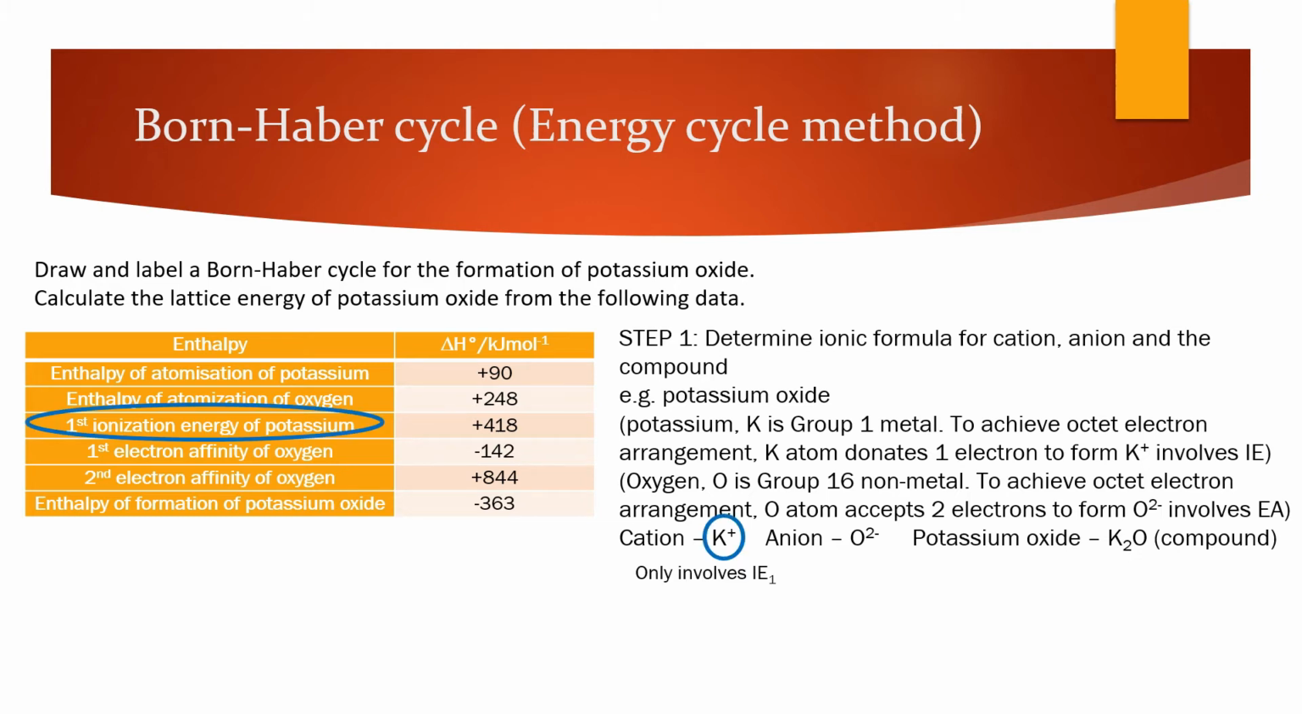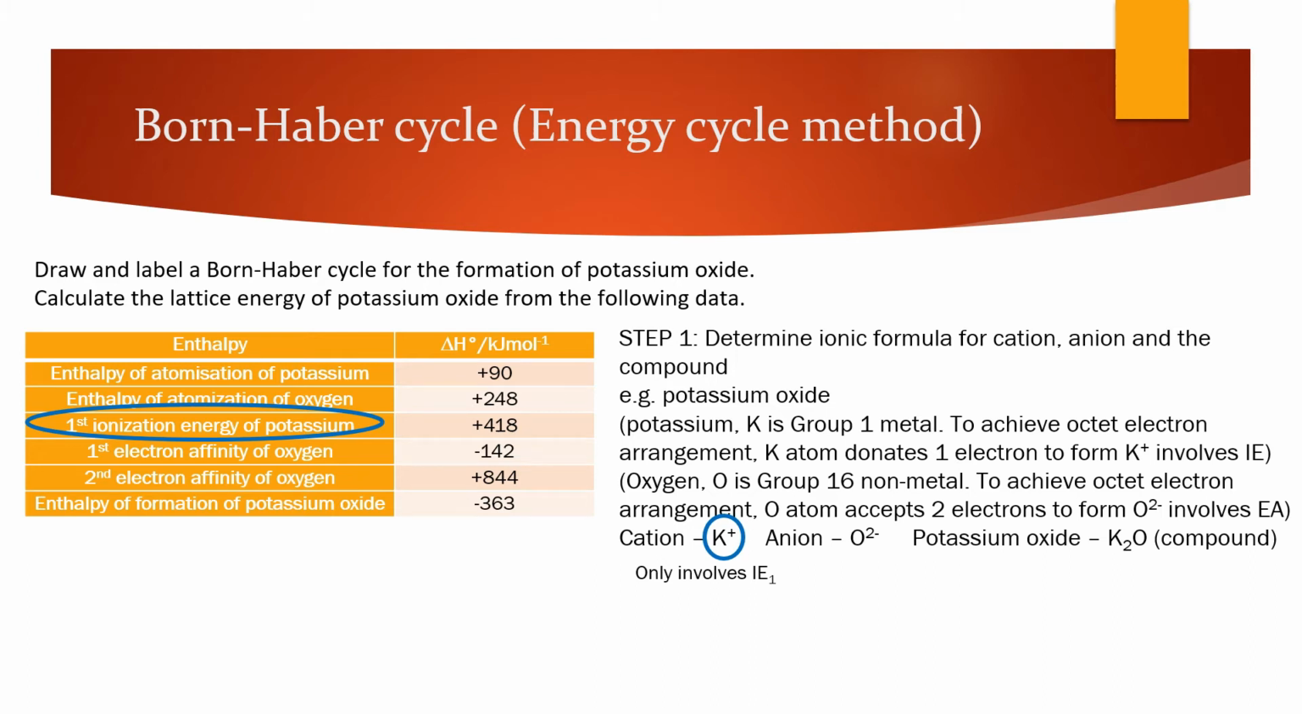If in the exam you do not know that potassium metal is a group 1 metal, how are you going to know the ionic formula for potassium? You just need to read the question and look at the ionization energy. Here only the first ionization energy is given to you, which means that the potassium metal only needs to ionize until K+.